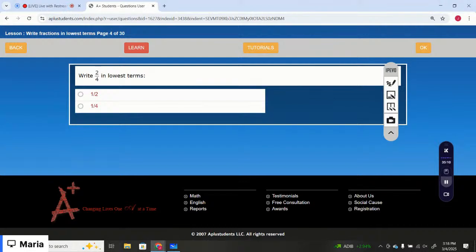Write 2 by 4 in lowest term, so which is the correct option? That is 1 over 2. Option number 1 is the correct option. Very good.